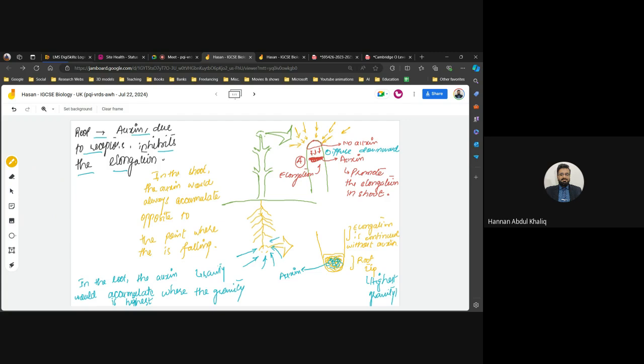That is the point. That is the difference between the root and shoot. In the shoot, the auxin would accumulate opposite to the point of light reception. It would promote the elongation. But in the root, the auxin would accumulate at the point of highest gravity, but it would inhibit the elongation, leading to the elongation of those cells which are not receiving any auxin.